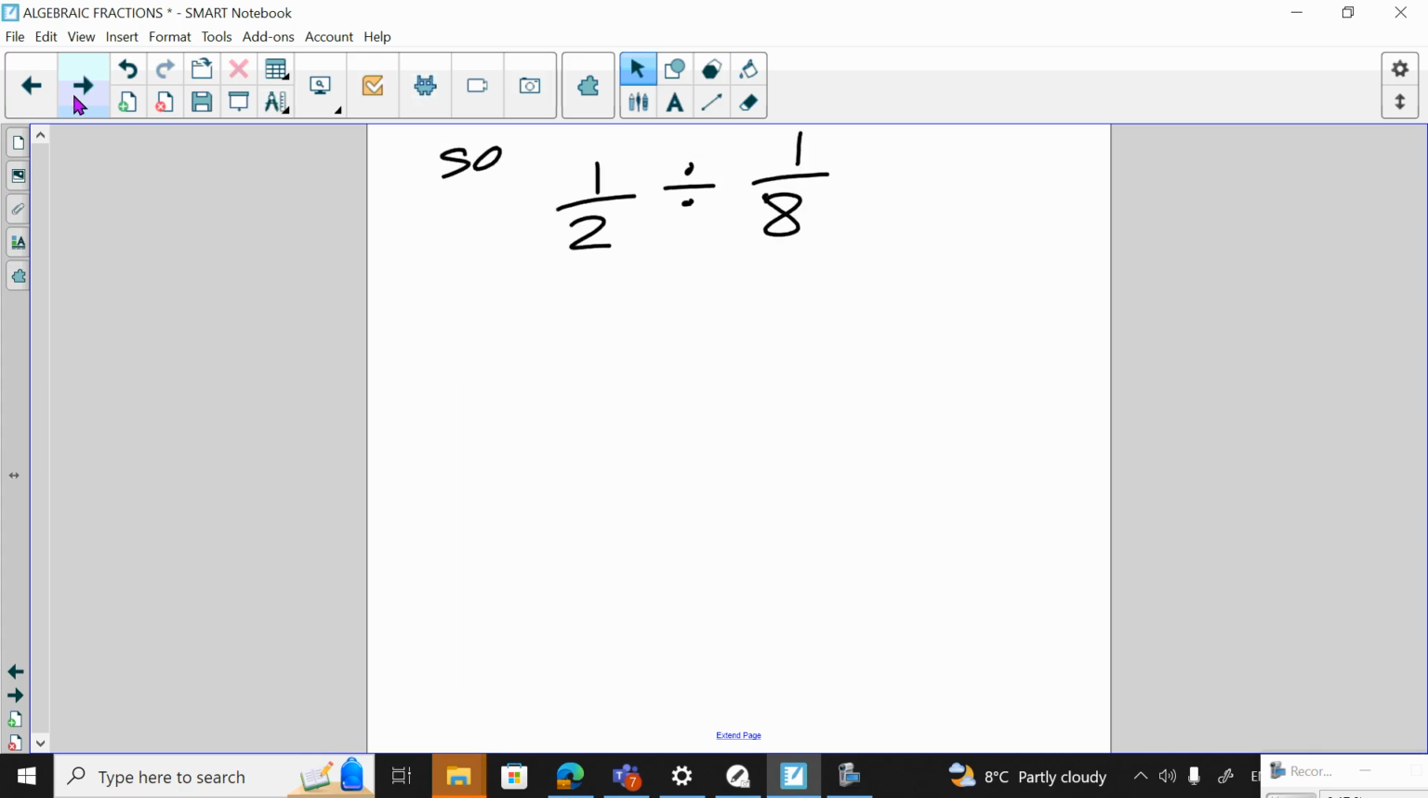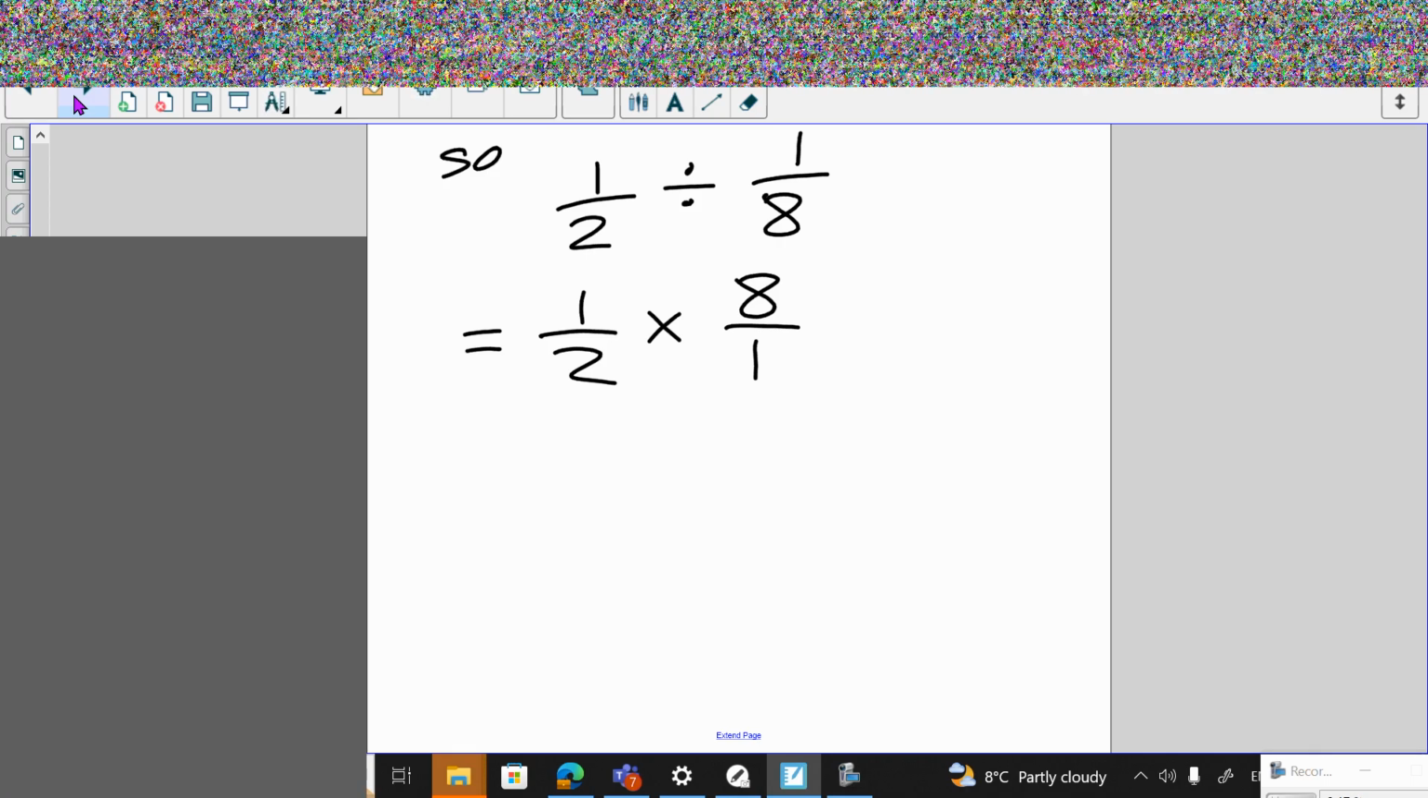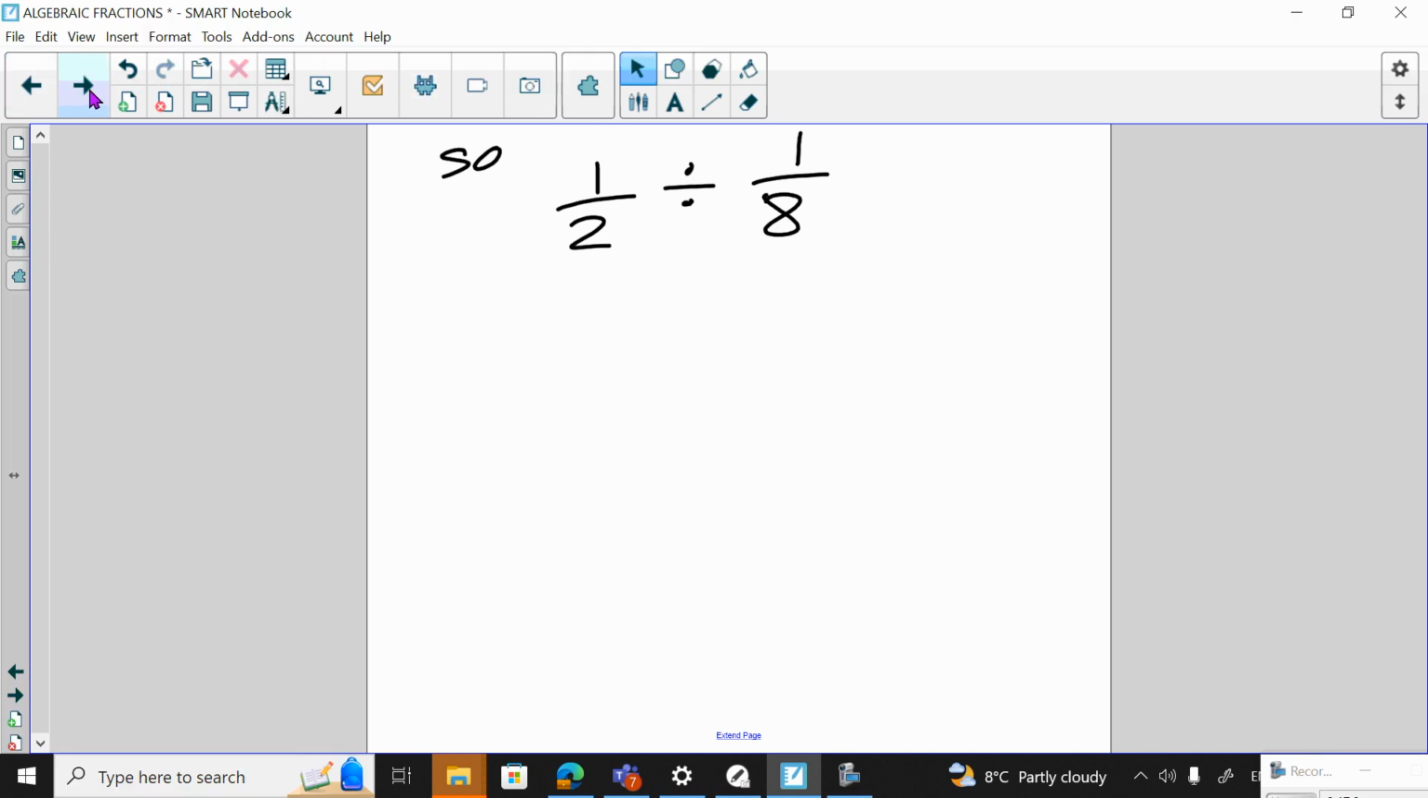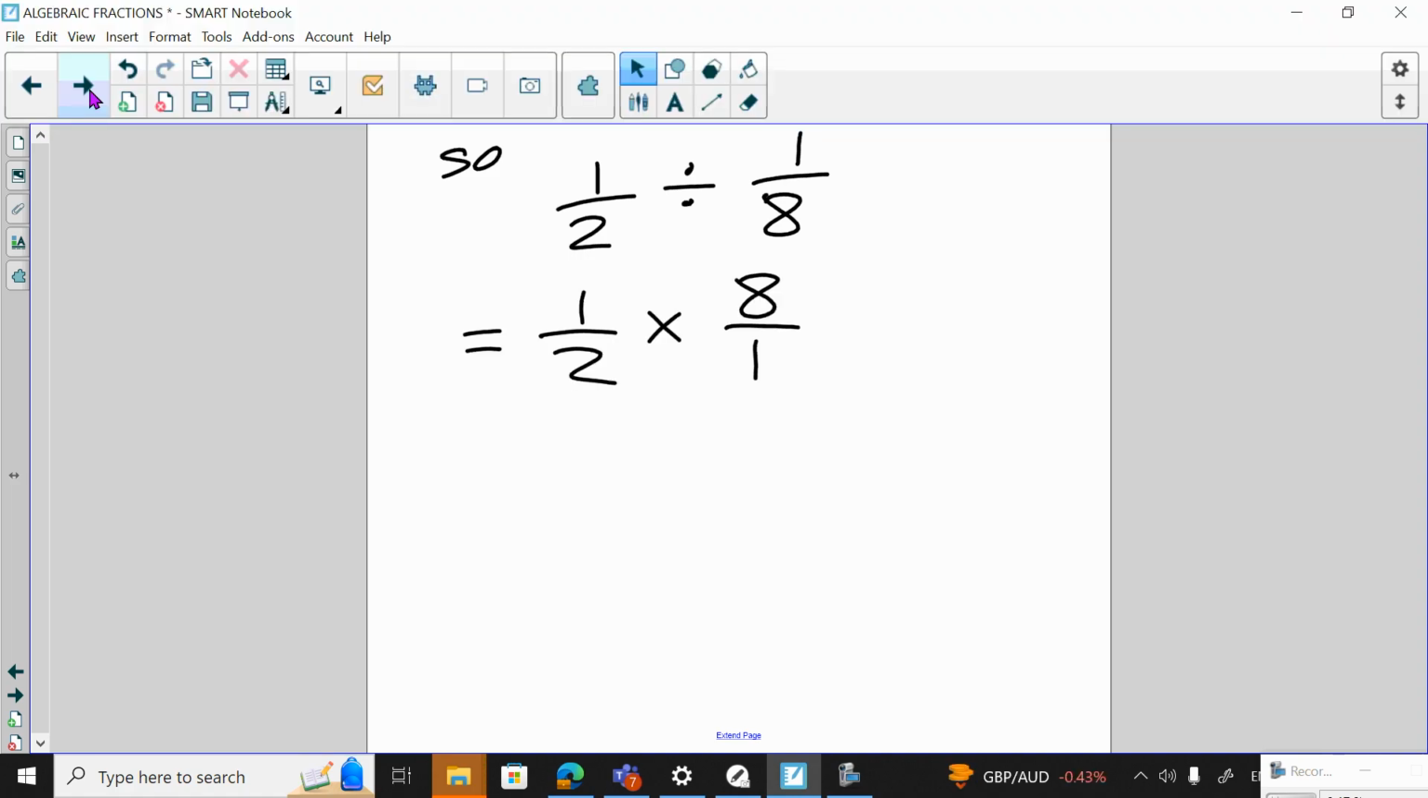So let's see if it works for this. I think we've seen from the pizza example, there's 4 8ths within a half. Does it work? A half divided by 1 over 8. We flipped the second one. Is that too quick? We kept the half the same. Divide became multiply, but the 1 over 8 became 8 over 1. Now we can do 1 times 8 and 2 times 1. 8 over 2. That's 8 divided by 2. I think that's 4. And that seems to work.